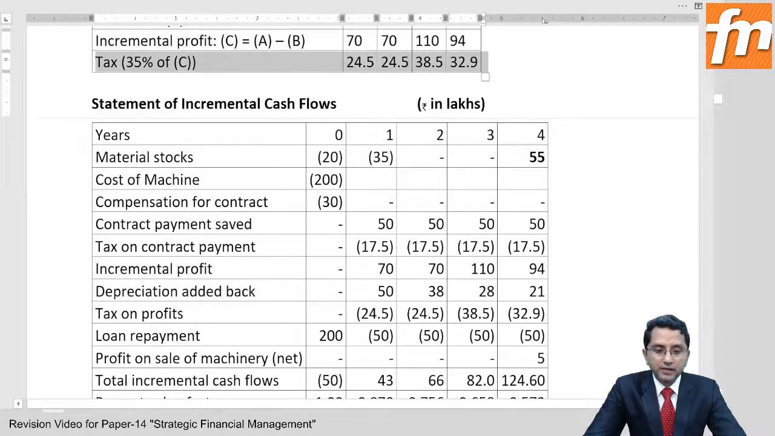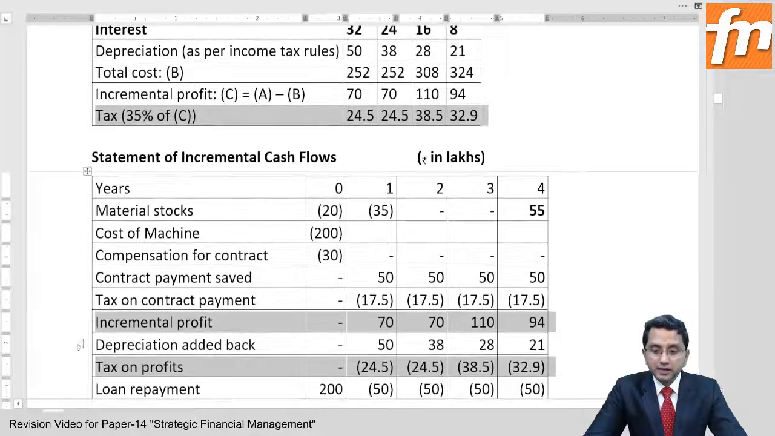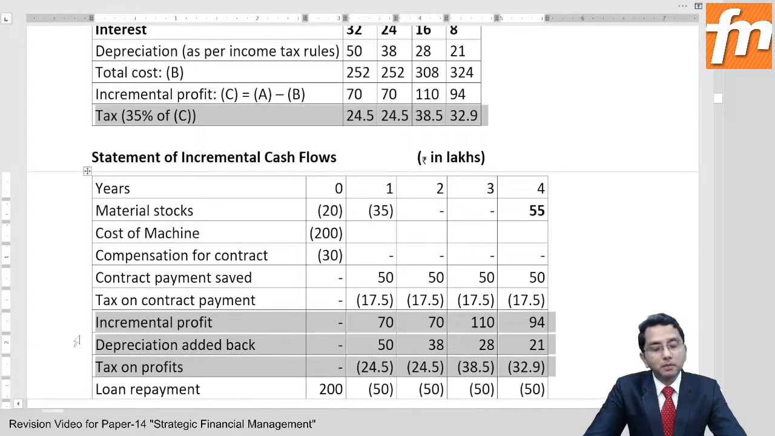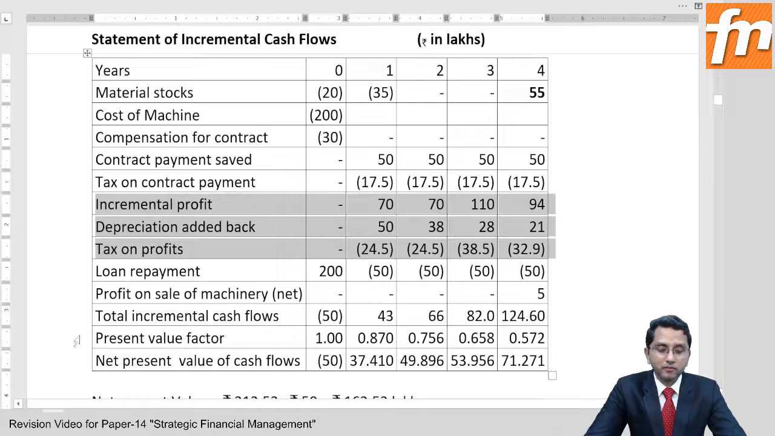Tax on profit has already been calculated, so this is considered here as it is. Profit is taken from the above table. Tax on profit is taken from the above table. Depreciation is also taken from the above table itself. These three items are taken from the above table.